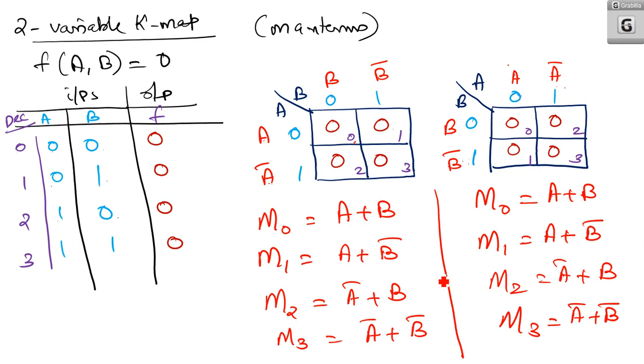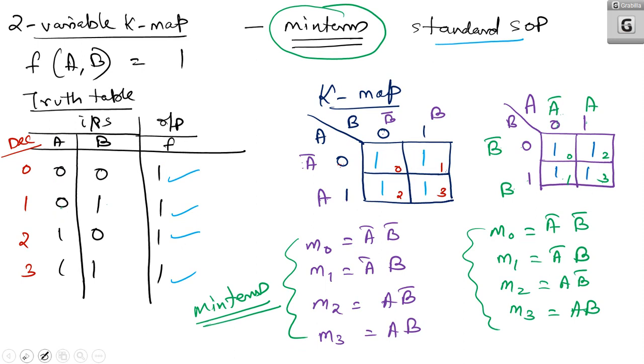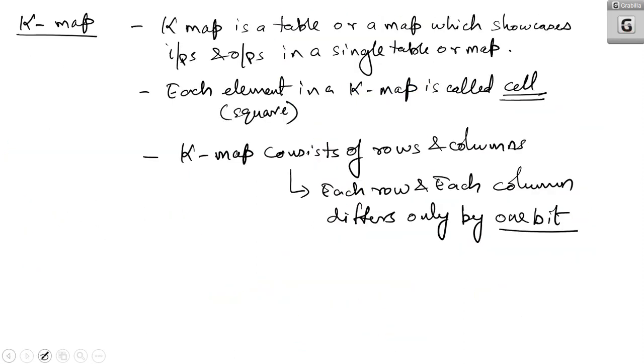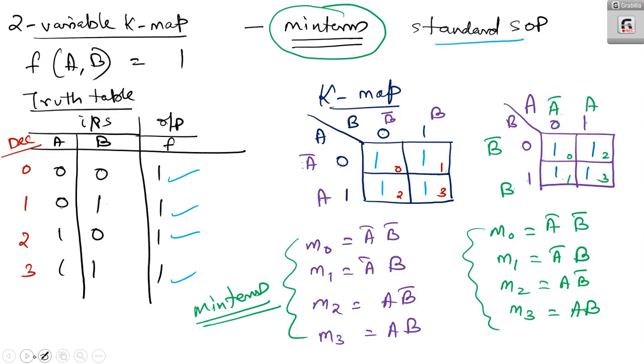So hope you have understood the formation of two variable K-map. In this lecture, what we have done is an introduction to K-map, how a K-map looks like, and we have introduced two variable K-map. In the next lecture, we will go with three variable K-map and its introduction.